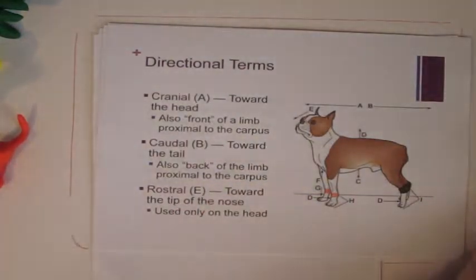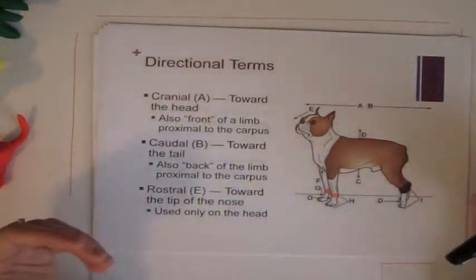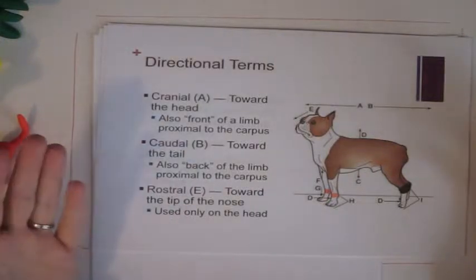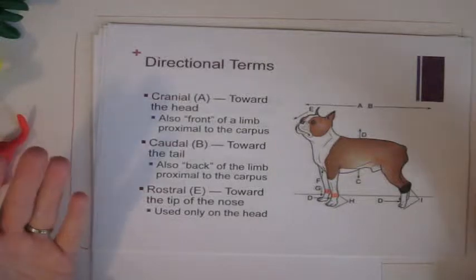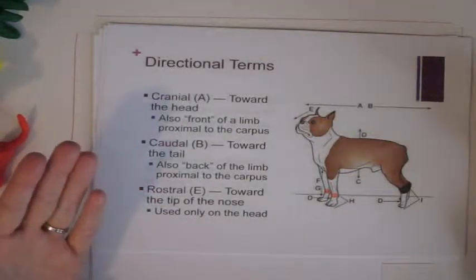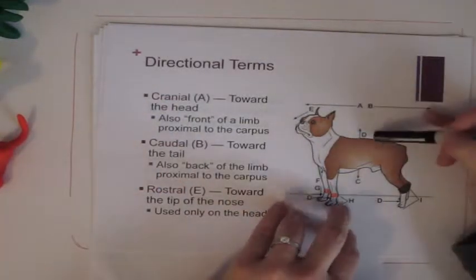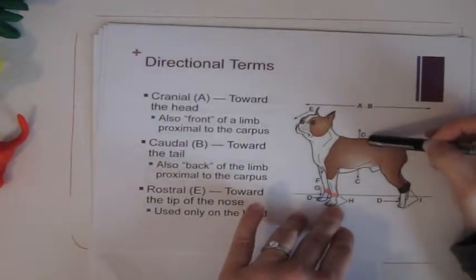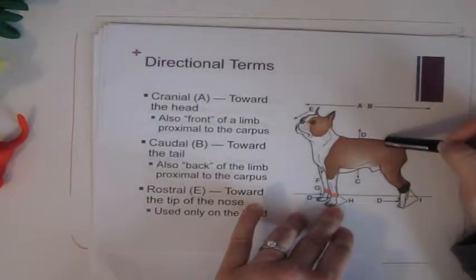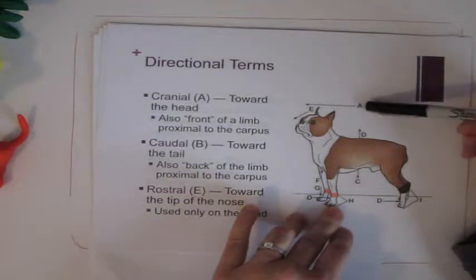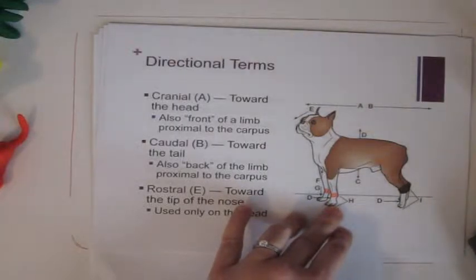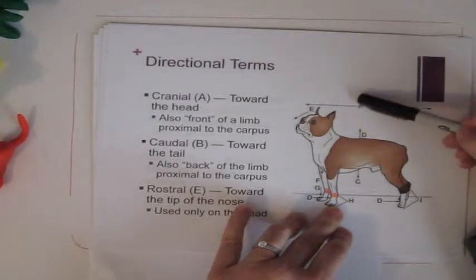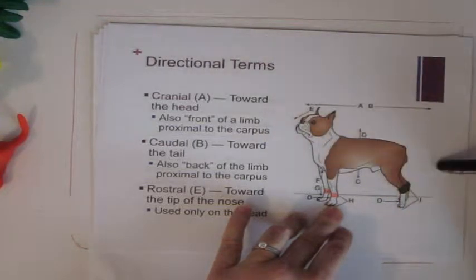Now we're going to talk about directional terms. Some directional terms can have the same name as an anatomical plane, but they can also be surface terms. A surface term is describing the surface on which it is. A directional term talks about the direction in which something is going or pointing. And then an anatomical plane is in reference to where it has been cut.